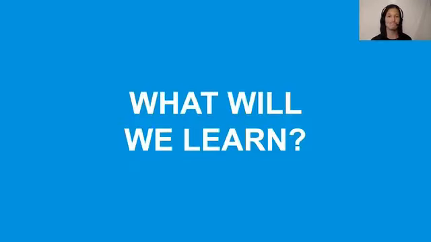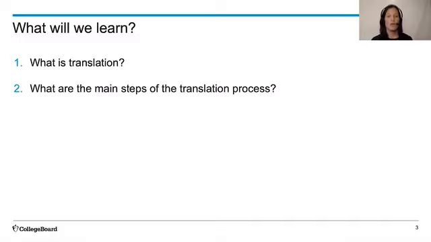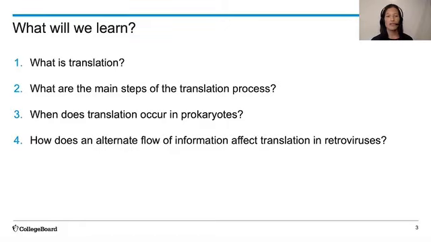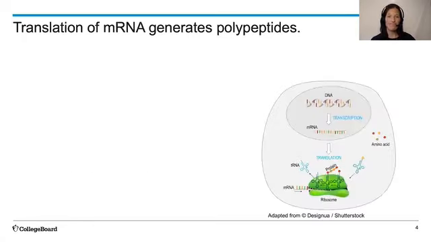So let's dive in. What are we going to learn? We're going to answer a couple of important questions. First off, what is translation? What are the main steps of the translation process? When does translation occur in prokaryotes? How does an alternate flow of information affect translation in retroviruses? And how does the process of translation serve as evidence of common ancestry? So let's dive into it.